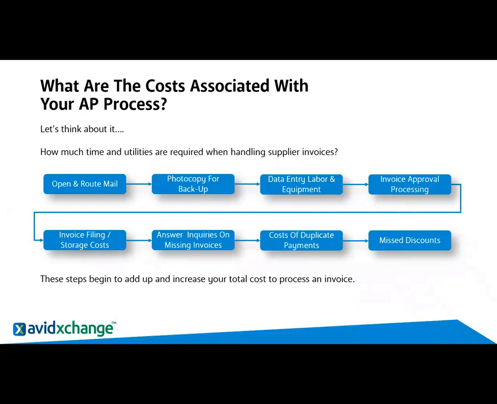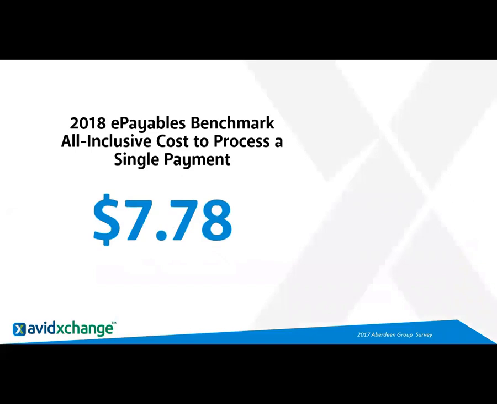These are all steps that can add up and really increase your total cost to process an invoice inside your organization. This is what it looks like in all-inclusive cost to process a single payment. It's a little under $8. You may look at this and think, $8 is not that much, but how could it be $8 when I process an ACH or I'm sending a paper check and the postage is currently only 55 cents. But if you think about all the labor involved, it really does start to add up.